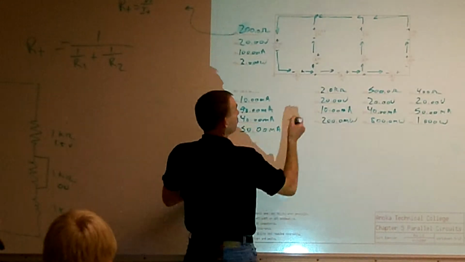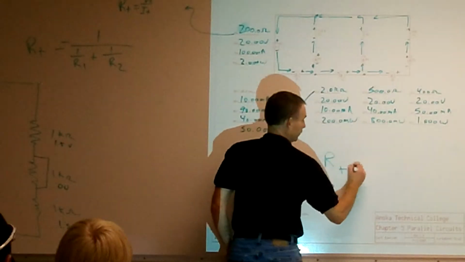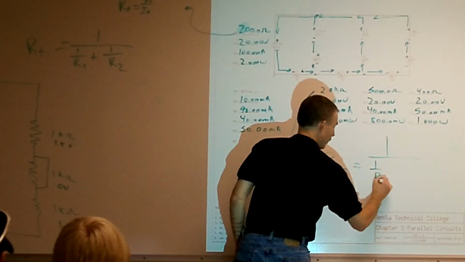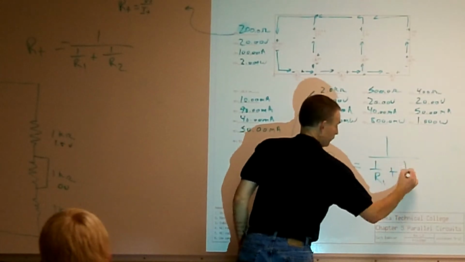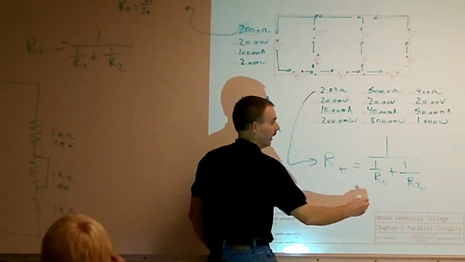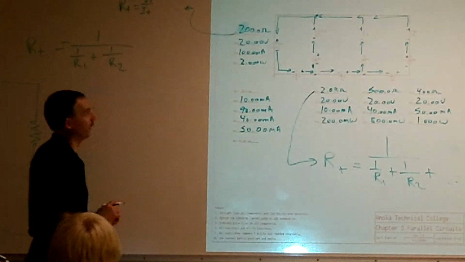Here I have to add my total resistance. What's my formula for figuring out RT? Yeah, the inverse of R1, yep, and so on, yep. However many resistors you have in a parallel circuit.